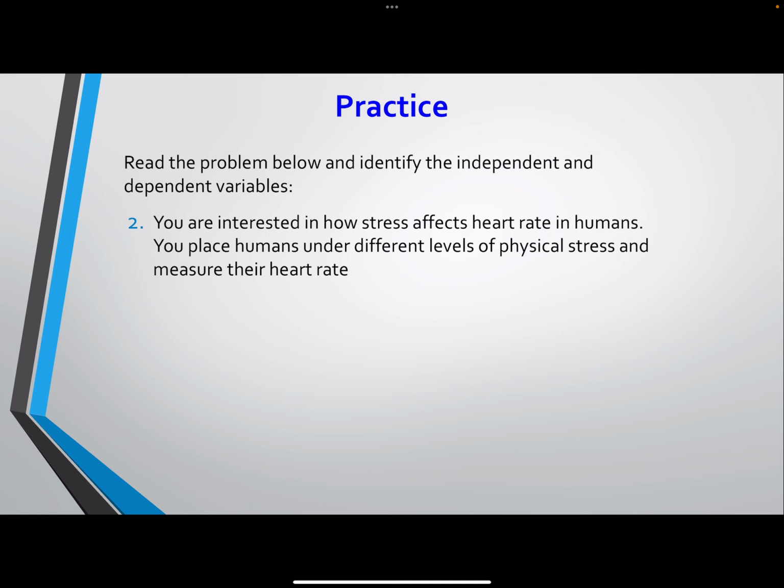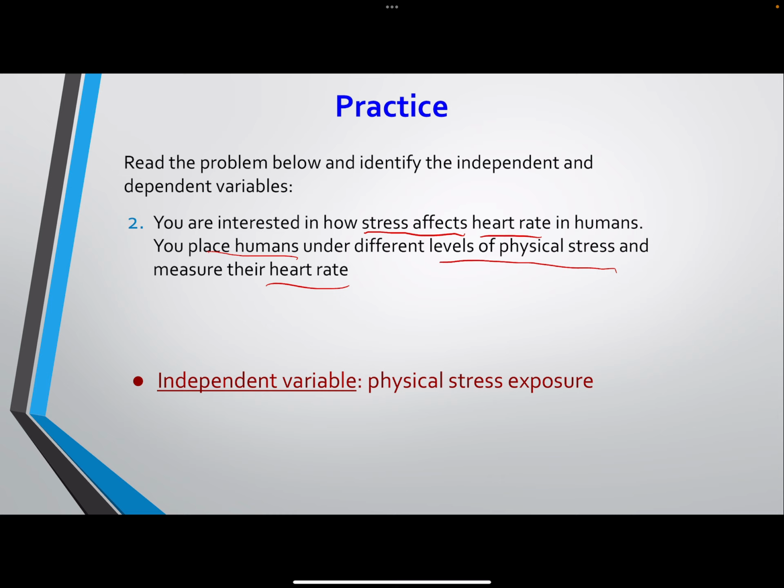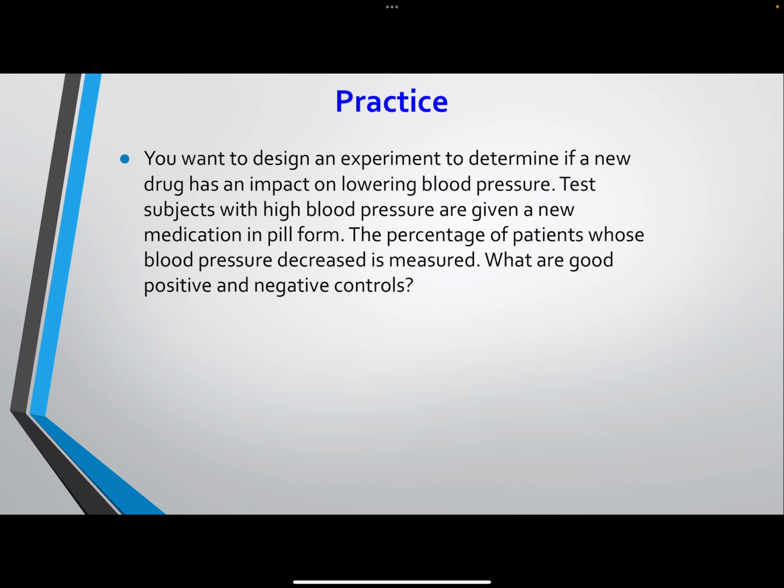You are interested in how stress affects heart rates in humans. You place humans under different levels of physical stress and measure their heart rate. What's the independent variable and the dependent variable? So you place humans under different levels of stress and measure their heart rate. You want to see how stress affects the heart rate. So, of course, your independent variable is going to be the physical stress exposure you have on that human. The dependent variable is going to be the heart rate, seeing how the heart rate changes based on stress.